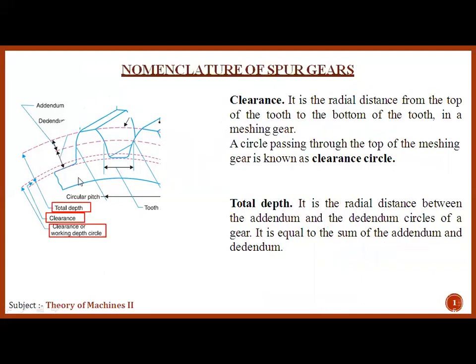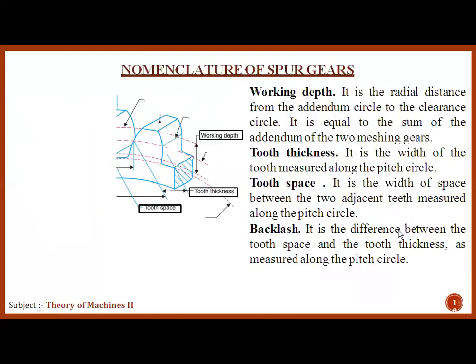Then clearance. It is the radial distance from the top of the tooth to the bottom of the tooth in a meshing gear. A circle passing through the top of the meshing gear is known as the clearance circle. Total depth we had also seen, the addition of addendum and dedendum. Then working depth we had also seen. Tooth thickness is the width of the tooth measured along the pitch circle. So this is the tooth thickness.